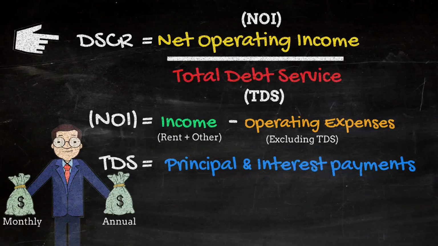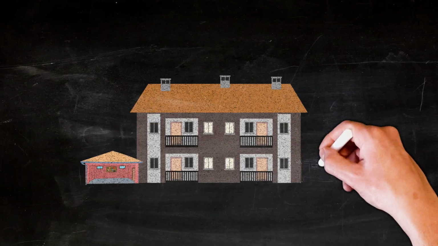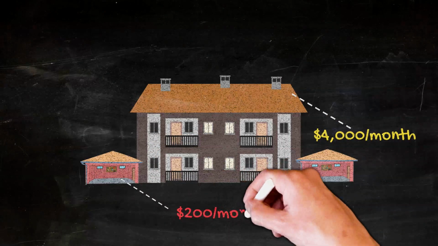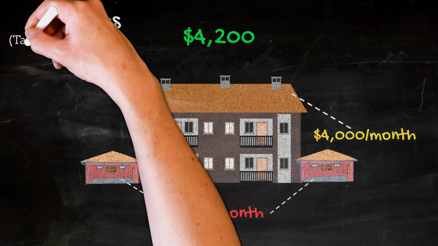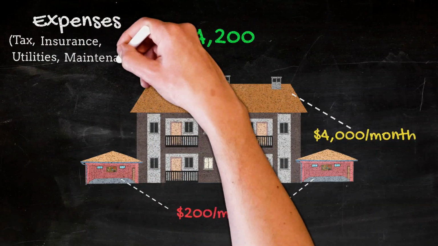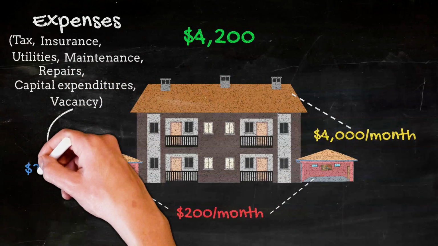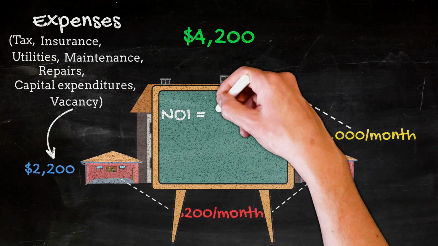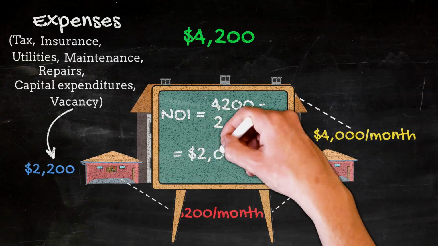Let's take a look at a quick example so you can get a better idea of what I mean. Let's say that you're looking at a 4-unit rental property with a 2-car garage. The apartments combined rent for $4,000 per month, and the garage rents for another $200 per month. So the total gross monthly income for this property is $4,200. Let's say that the property's owner-paid expenses such as taxes, insurance, utilities, maintenance, repairs, capital expenditures, and vacancy combined come to approximately $2,200 per month. In order to figure out the NOI, we would subtract $2,200 from $4,200, and the resulting number in this case would come to $2,000 per month.